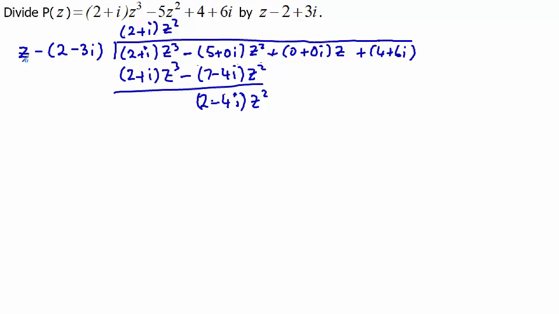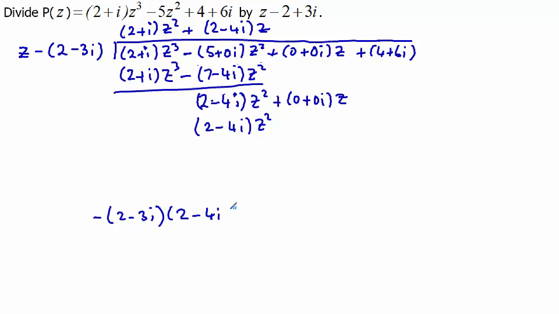Okay, so then we're multiplying this to get this. So that's going to be a 2 minus 4I z. So we've got to bring down the 0 plus 0I z here. And so we need to multiply. So obviously we're going to get the 2 minus 4I z squared. And then we're going to get minus 2 take 3I.